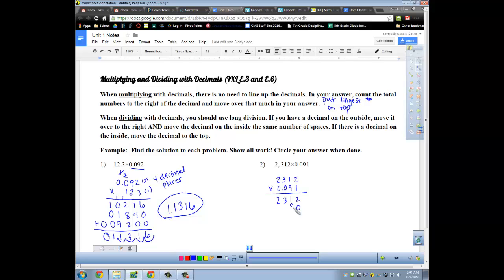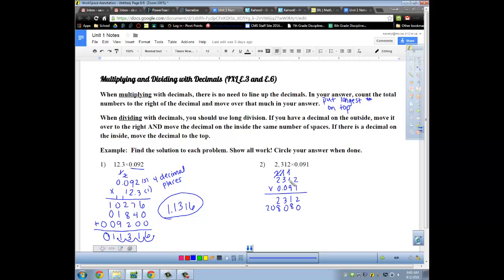9 times 2 is 18, carry the 1. 9 times 1 is 9, plus 1 is 10, carry the 1. 9 times 3 is 27, plus 1 is 28, carry the 2. 9 times 2 is 18, plus 2 is 20.